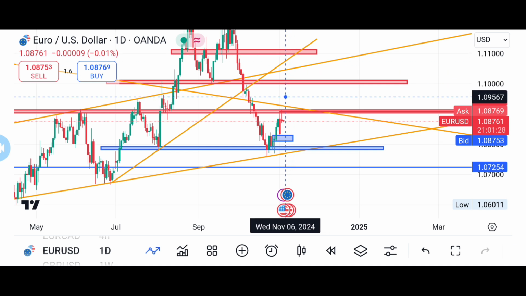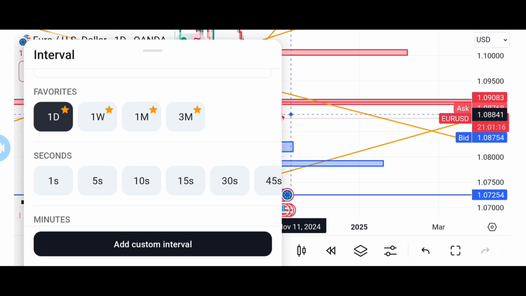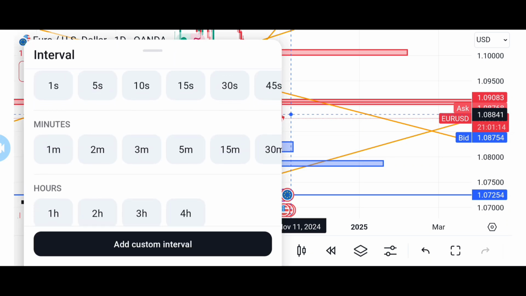Are we together? So let us see. It has not. It is still in the range between this red zone and this blue zone. Okay, it is still there. Let us go to 4-hour time frame.